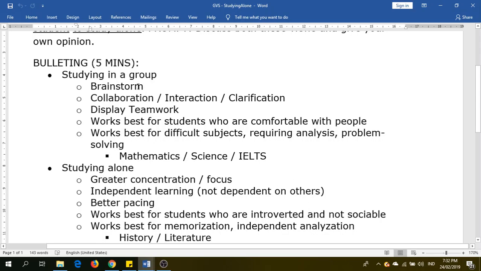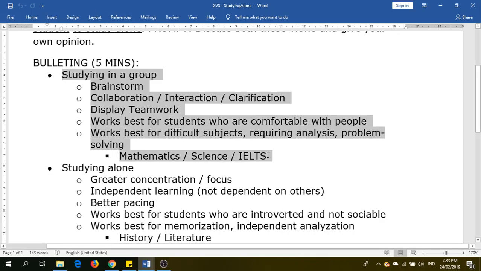And then when it comes to the lessons themselves, the lesson of brainstorming is meant to make absorption or understanding of the lesson easier. If you also notice, we made sure that we will inject in that paragraph that studying in a group works best for students who are comfortable with people. We really had to mention that because that's one of the first depending circumstances, so to speak. And then it also works best for difficult subjects requiring analysis and problem solving, such as mathematics or science. And funnily, the students also mentioned IELTS. And so all of these will form your first body paragraph.